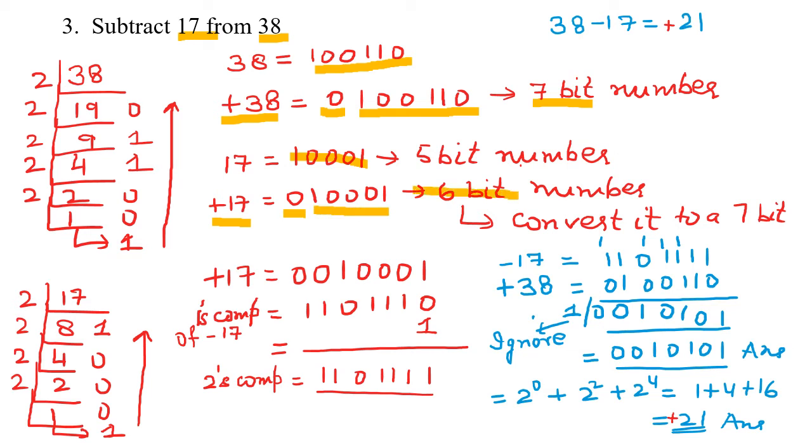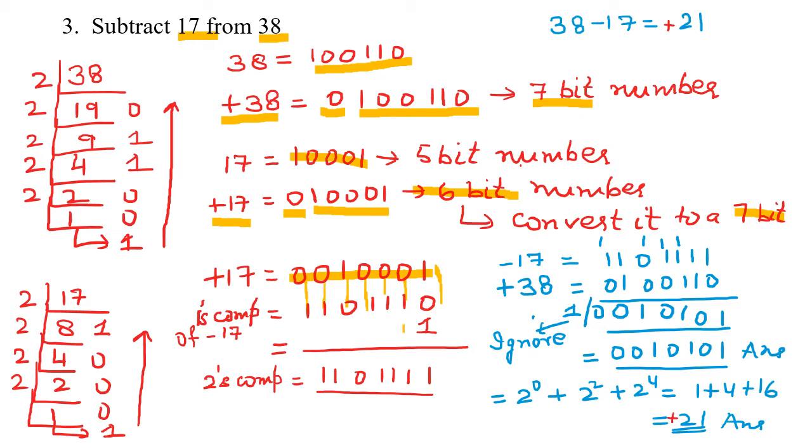To add the two numbers, to perform the subtraction, we will first have to convert it to a 7-bit number. To convert it into a 7-bit number, I add 0 in front of this. So plus 17 becomes 0010001. Now, 1's complement of minus 17. हर एक बिट का कॉम्प्लीमेंट लेना है. 1 का 0, 0 का 1, अगेन 0 का 1, 0 का 1, 1 का 0, 0 का 1, अगेन 0 का 1.